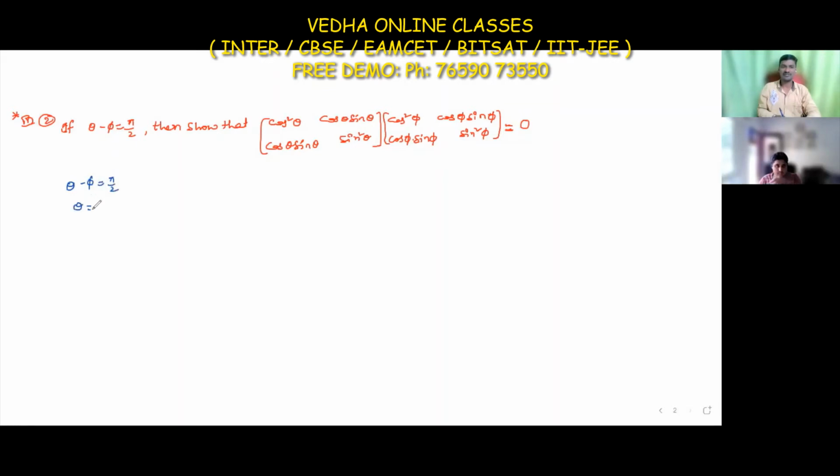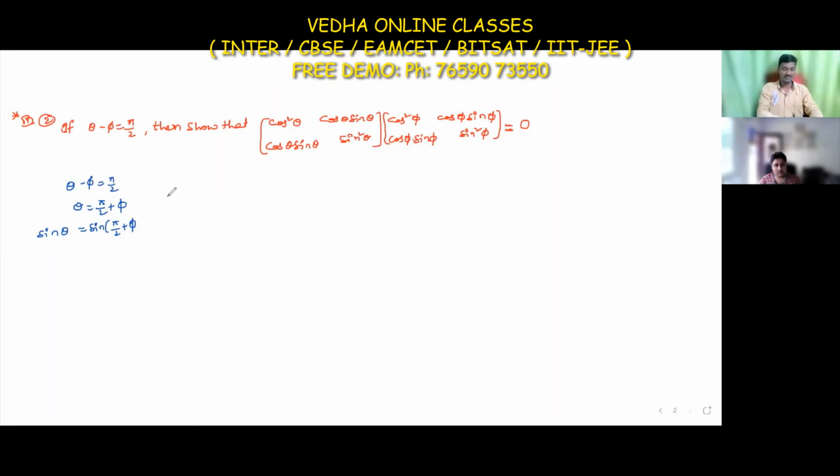What is theta from here? Pi by 2 plus phi. If you take phi to that side, theta is pi by 2 plus phi. So now from this, convert theta into phi. Here I am finding the value of sine theta and cos theta. Applying sine on both sides, sine theta is equal to sine of pi by 2 plus phi.